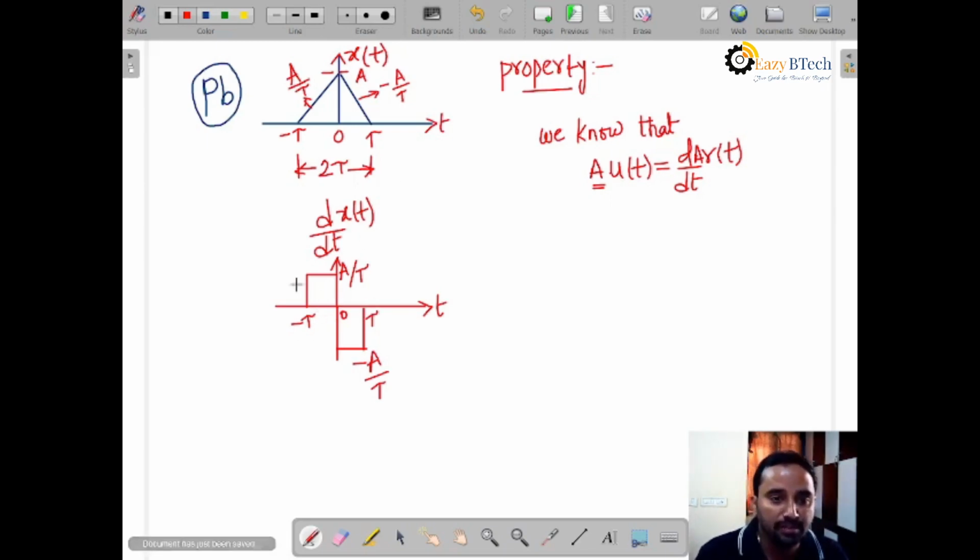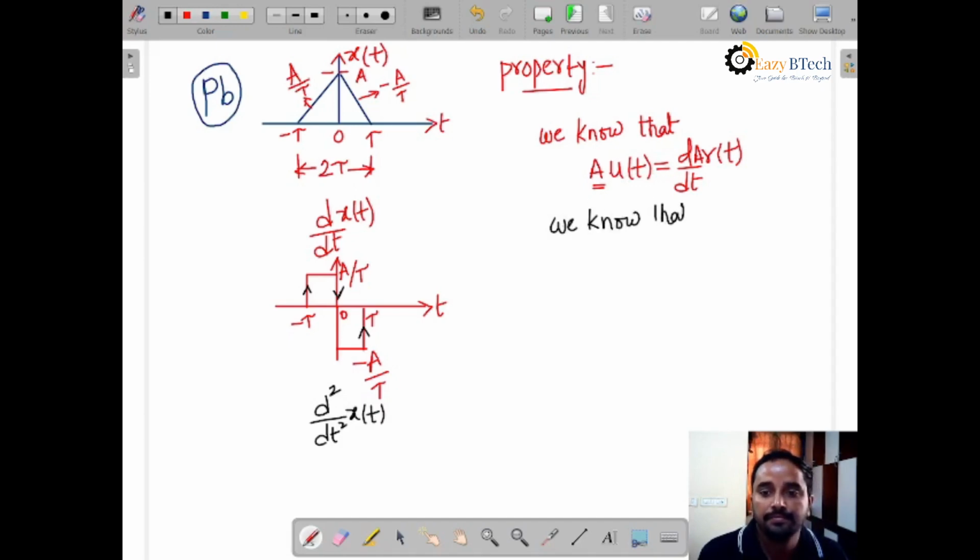Now we are going to differentiate once again. Here I am taking the discontinuities. This is a discontinuity, from A by tau to minus A by tau. One more discontinuity, from minus A by tau to 0. So now again differentiation of it, d square by dt square of x of t. Here we have steps. Now the differentiation of a step: we know that d by dt of u of t is equal to the impulse delta of t, right or not?